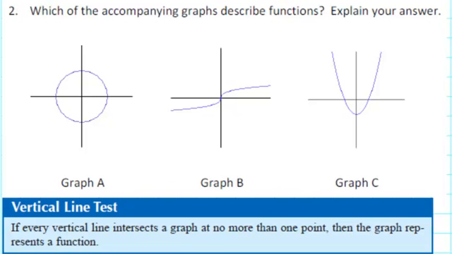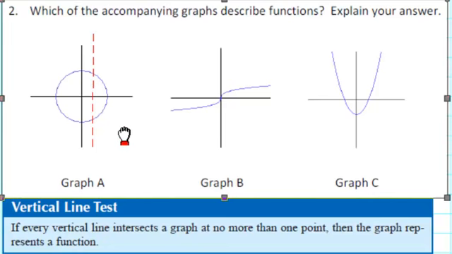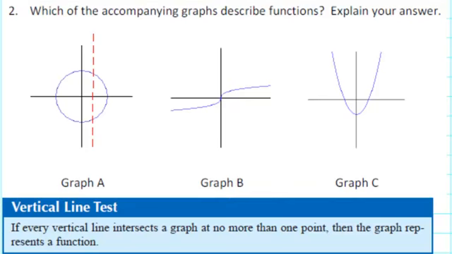In other words, if you can draw a vertical line that intersects the graph in more than one point, then it is not a function. Let's take a look at graph A. We'll take a vertical line, we slide it across the graph, and we can see right away that it intersects the graph in more than one point. That tells us that graph A is not a function.